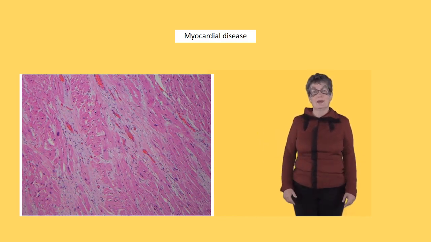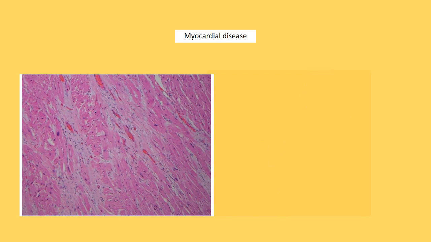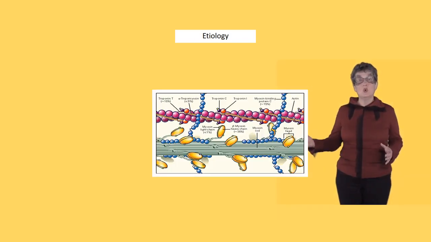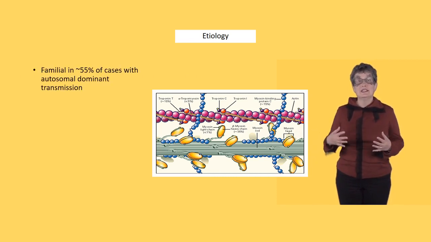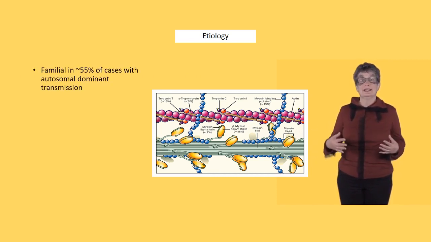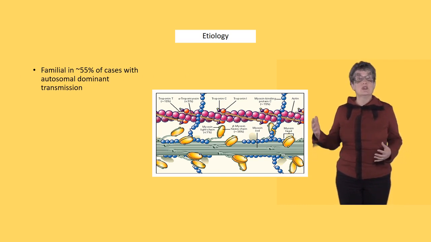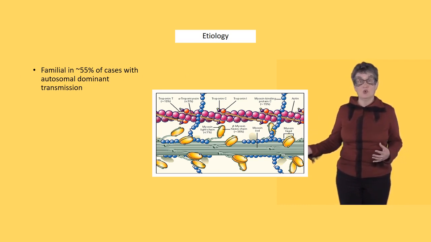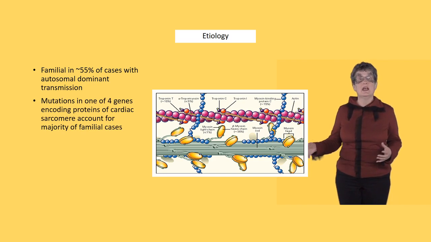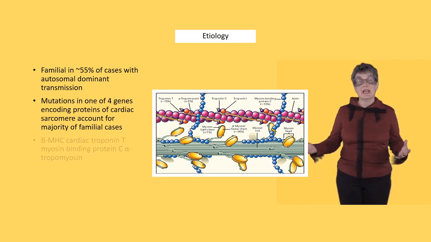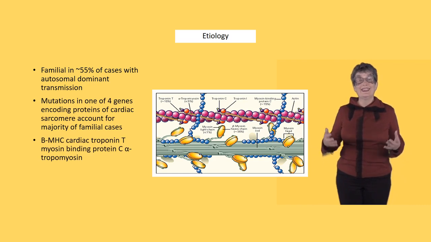Let's think about why that might be. The reason that they're poorly organized muscle fibers is that in this autosomal dominantly transmitted disease, there are mutations in one of the 4 genes encoding proteins of the cardiac sarcomere. As the sarcomeres don't form properly, the actual myocytes become disorganized inside and link to each other abnormally.